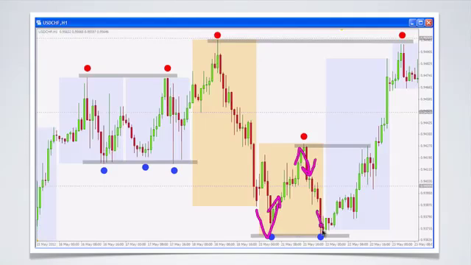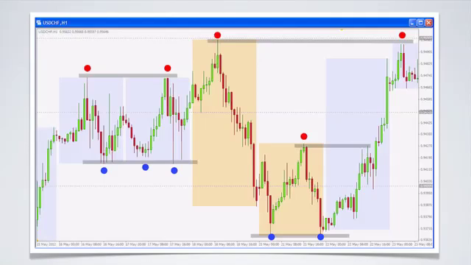Do you see those sharp bounces once price reaches those specific levels? Well, that's precisely because of that, because those are levels where big players in the market are waiting to execute their orders, all right?